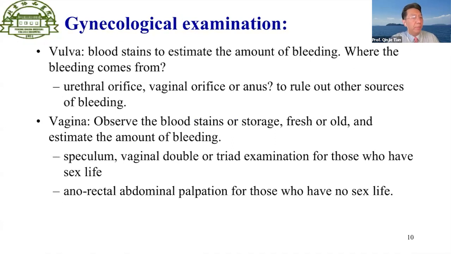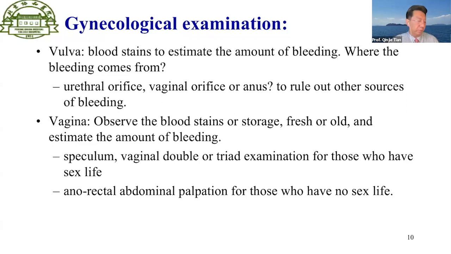For the gynecological examination, the vulva: assess the blood stains to estimate the extent of the hemorrhage, and determine the origin of the bleeding, whether it is from the urethral or vaginal orifice or anus, in order to exclude other potential sources of bleeding. For the vagina, evaluate the quantity and nature of the blood present, distinguishing between fresh and old blood to determine if active bleeding is occurring.